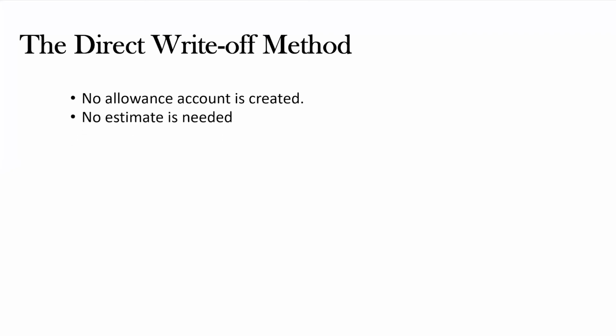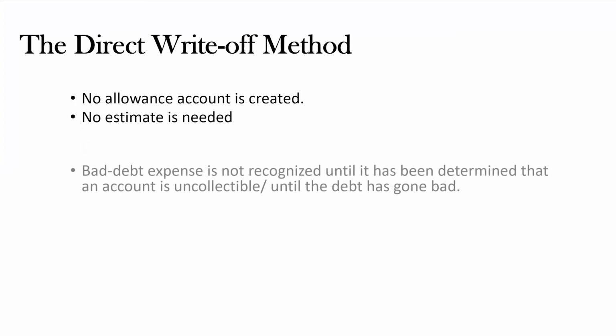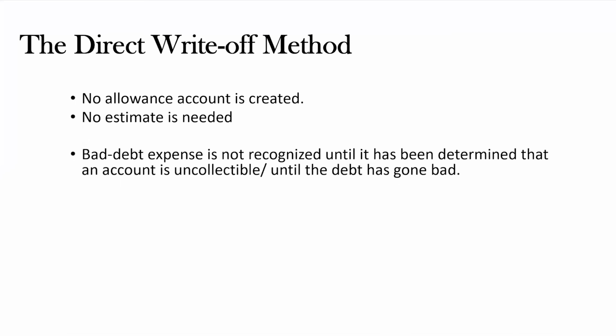So let's look at the direct write-off method. That was the allowance method, and we're now looking at the direct write-off method. As you would have seen, in the direct write-off method, no allowance account is created and no estimate is needed. But the bad debt expense is not recognized until it has been determined that an account is uncollectible, until it has been determined that the debt has gone bad.